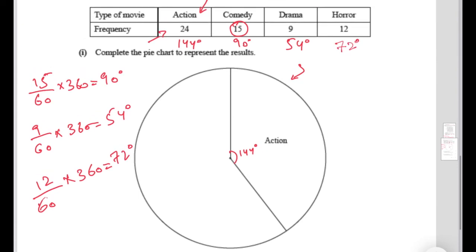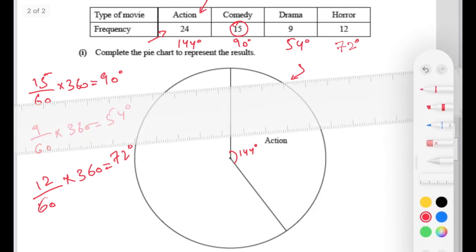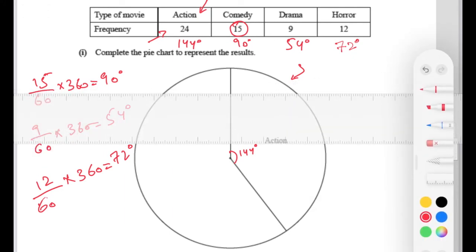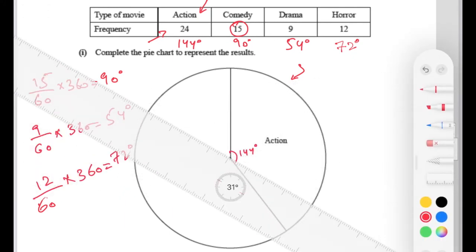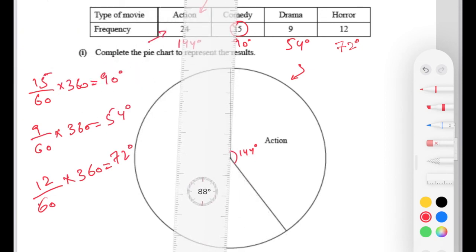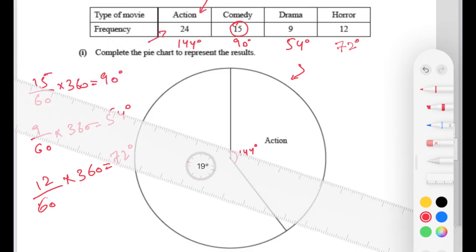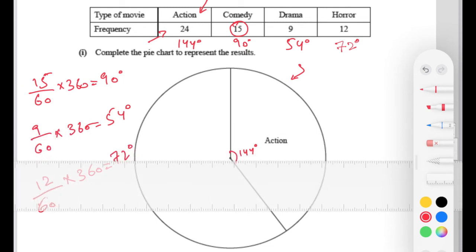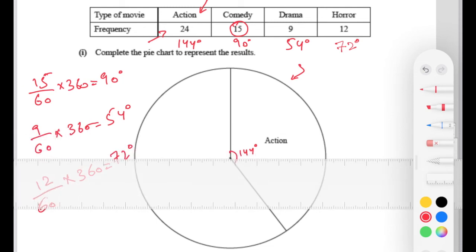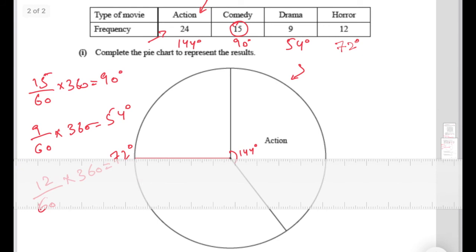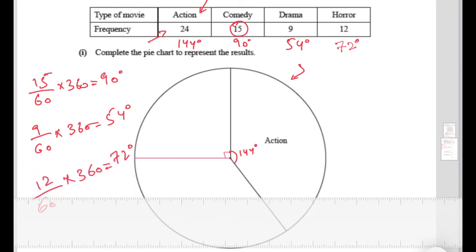Now let's plot these values. Not actually plot, but draw them. So 90 degrees. So look, this right here makes a 90 degree angle. So in order to draw the comedy, you go like this, and this right here from the center would represent a 90 degree angle for comedy. So you write comedy right here because we have to label them as well.